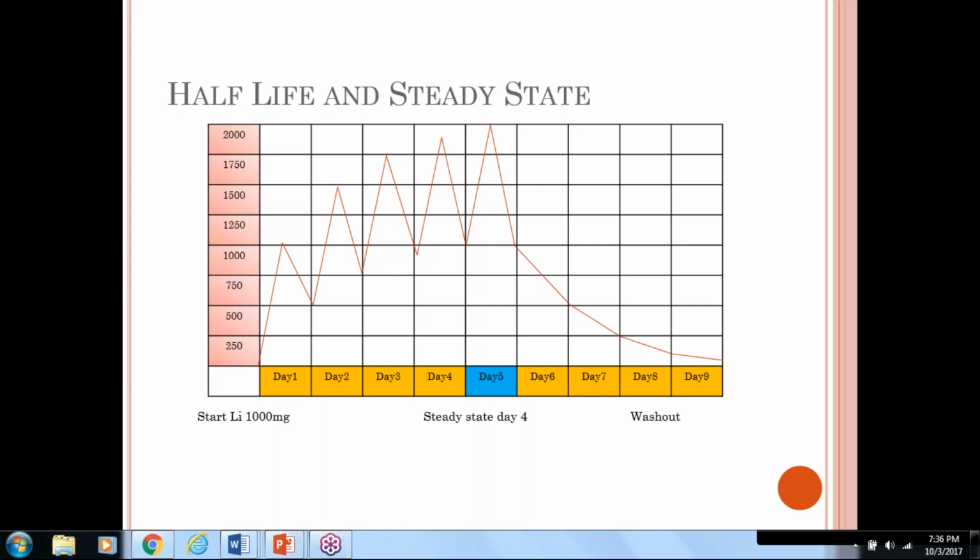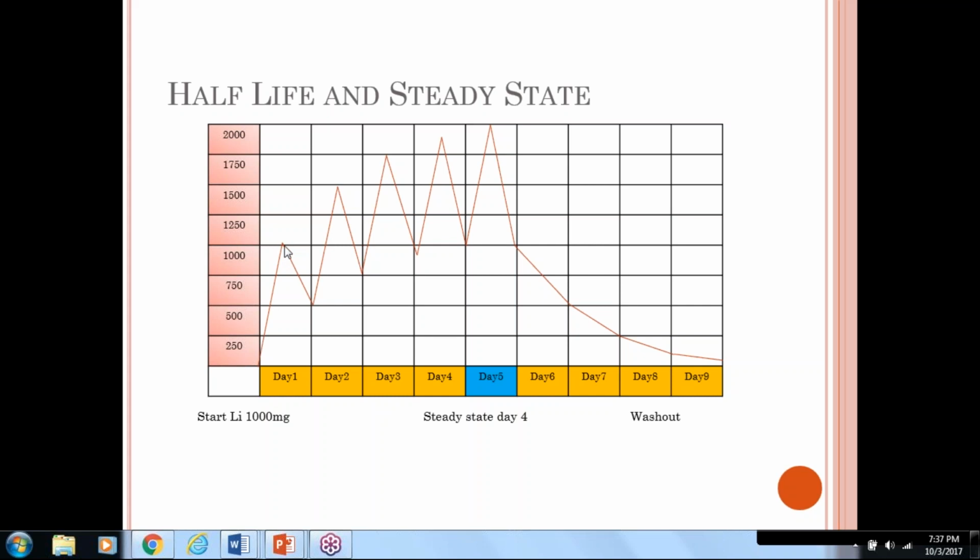So this is just an example of lithium, which, for the most part, let's just say lithium's half-life is 24 hours, which is roughly true. And it makes this calculation a lot easier. So you can see, you give the person 1,000 milligrams of lithium on day 1. So their blood level, let's say it's 100% bioavailable.